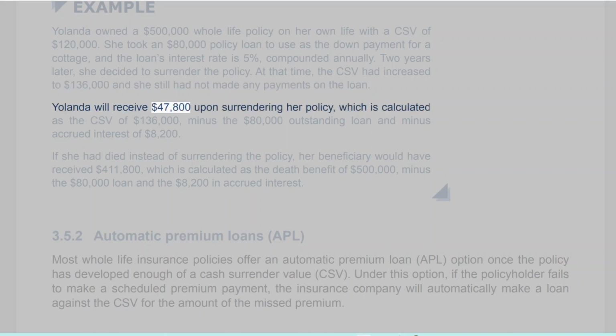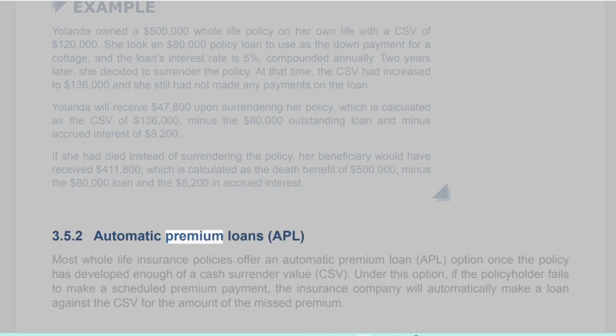Yolanda will receive $47,800 upon surrendering her policy, which is calculated as the CSV of $136,000 minus the $80,000 outstanding loan and minus accrued interest of $8,200. If she had died instead of surrendering the policy, her beneficiary would have received $411,800, which is calculated as the death benefit of $500,000 minus the $80,000 loan and the $8,200 in accrued interest.